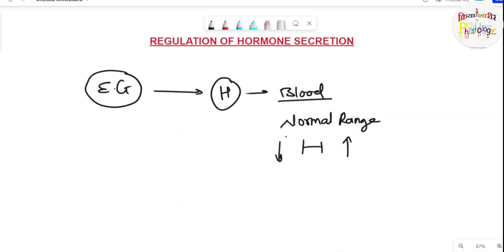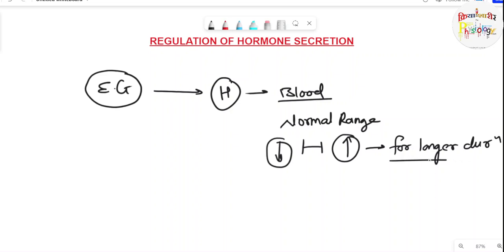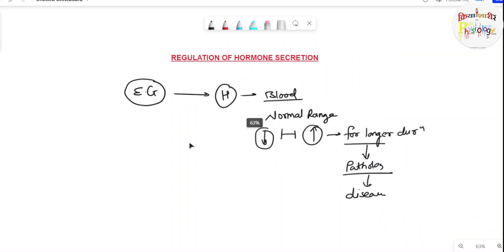So abnormal concentration of hormone means below this range or above this range for longer duration is pathological. It will lead to pathology and create diseases in the body. This is the reason that the concentration of hormone should be maintained within the normal range.